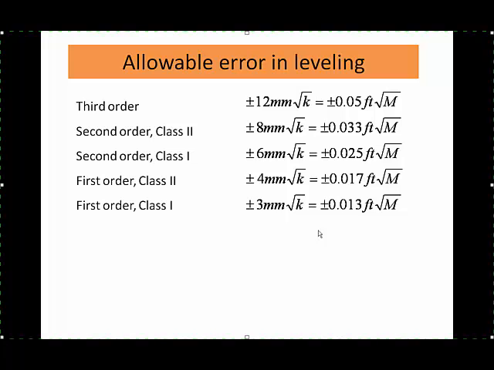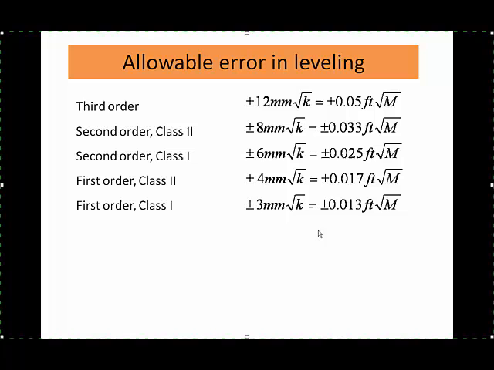So consider a third order level circuit that is 1 mile long. Perhaps it starts and ends at the same place, so it's a loop 1 mile long. Well, if I take the square root of 1, which is 1, times 0.05 feet, then I have an allowable error of 0.05 feet in my circuit. That means my calculated elevation needs to agree with the known elevation at my closure point to within plus or minus 0.05 of a foot.